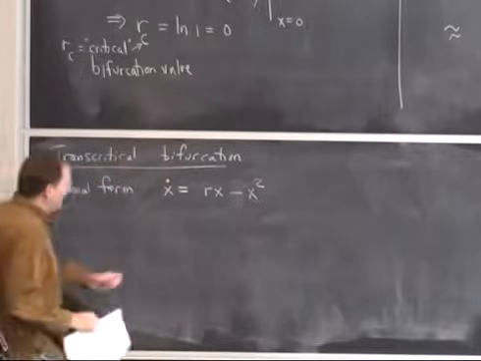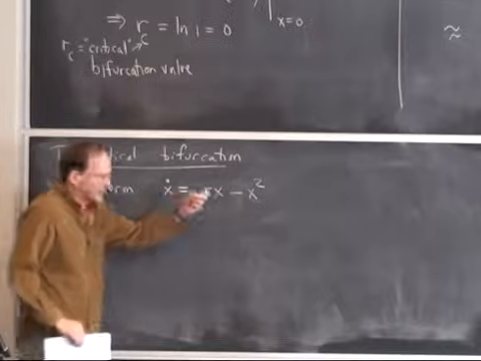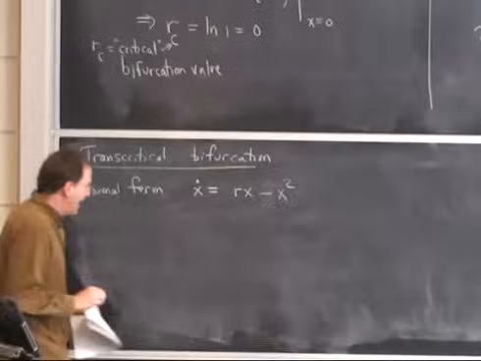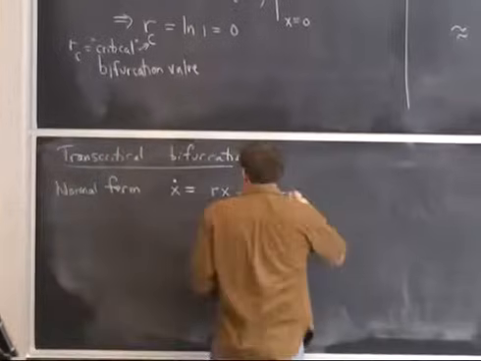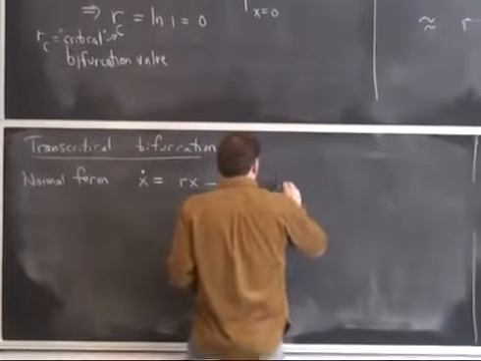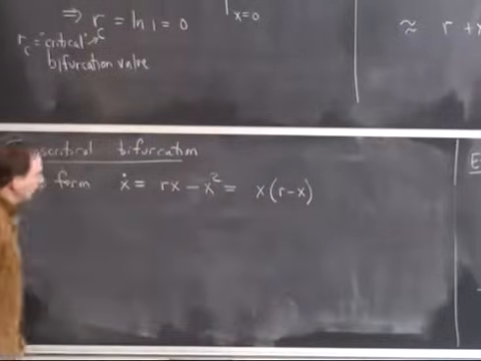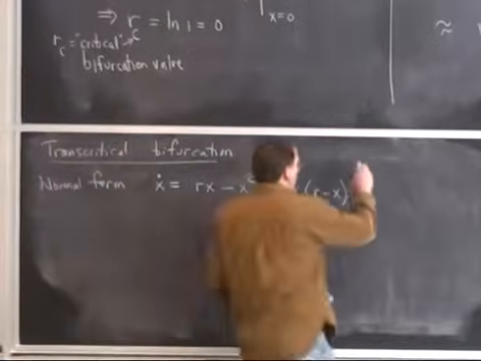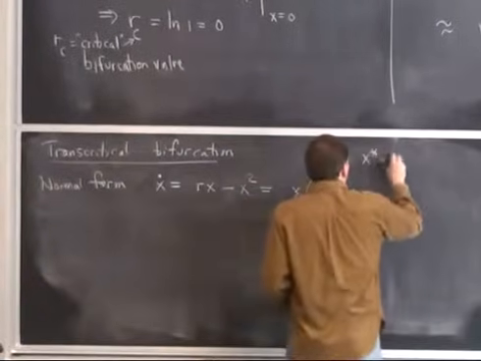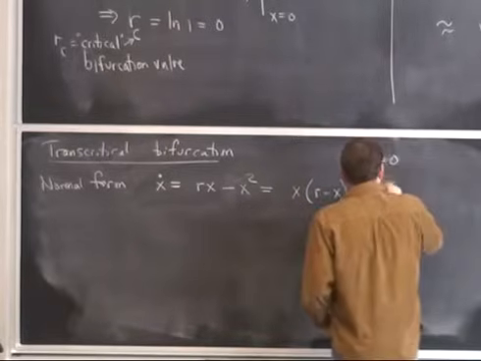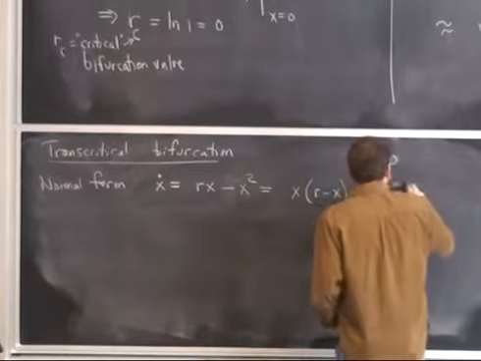Notice the big difference that now instead of r being by itself, it's r times x. And it makes a big qualitative difference in what's happening in that this now factors as x times (r minus x). So you see that there are two fixed points. x star equals 0 is a fixed point for all r. And the other one is x star equals r.